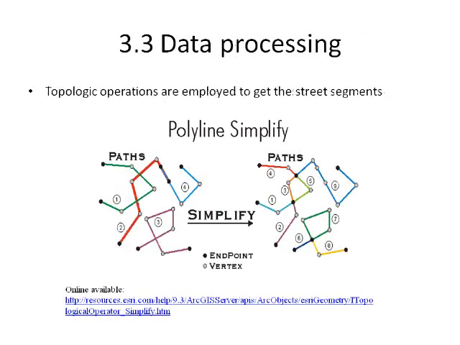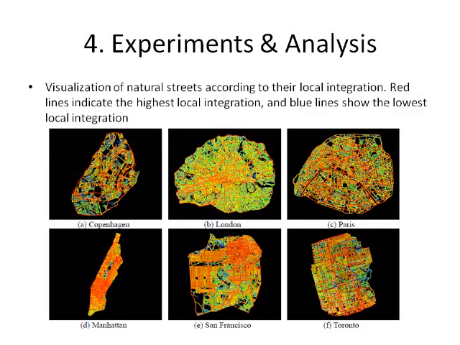It should be noted that we need to convert the highway into road segments first. This process is done by ArcGIS tools. The figure shows the process of this topological operation. Based on the processed data, we conduct the experiment on 6 cities.